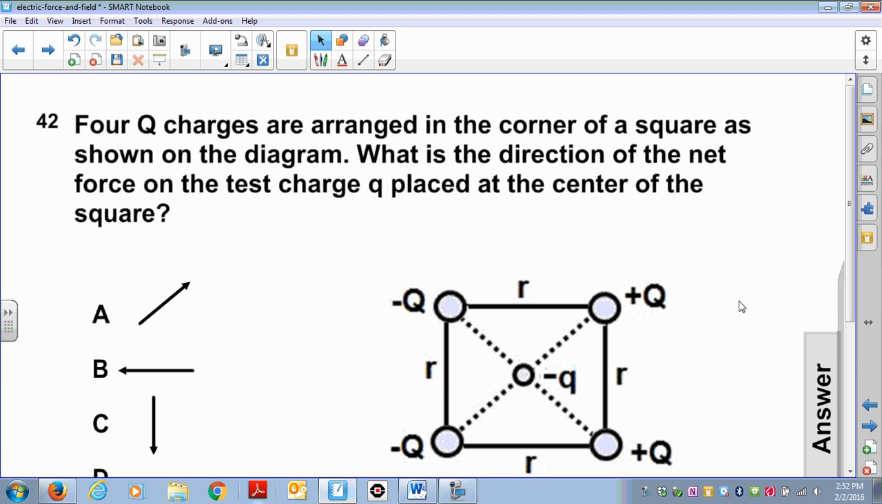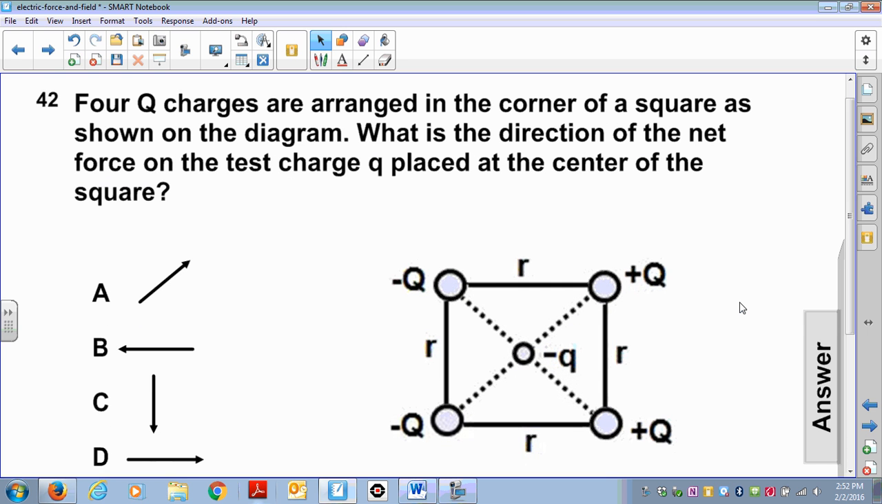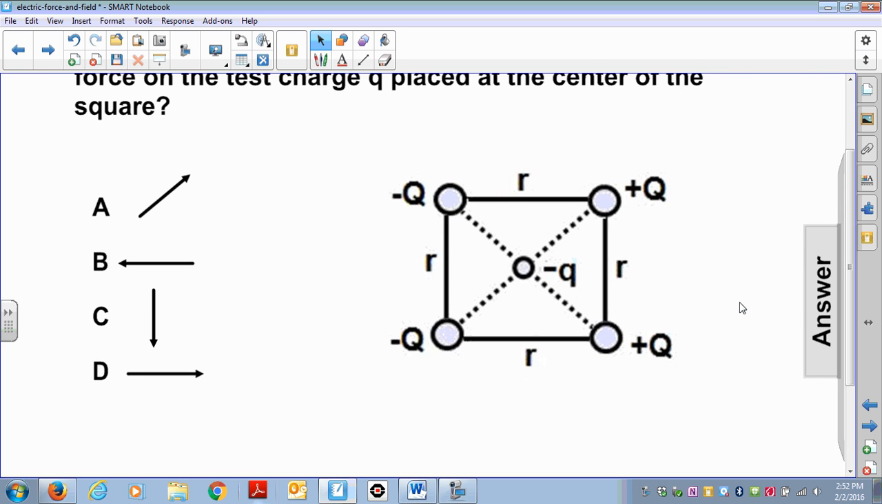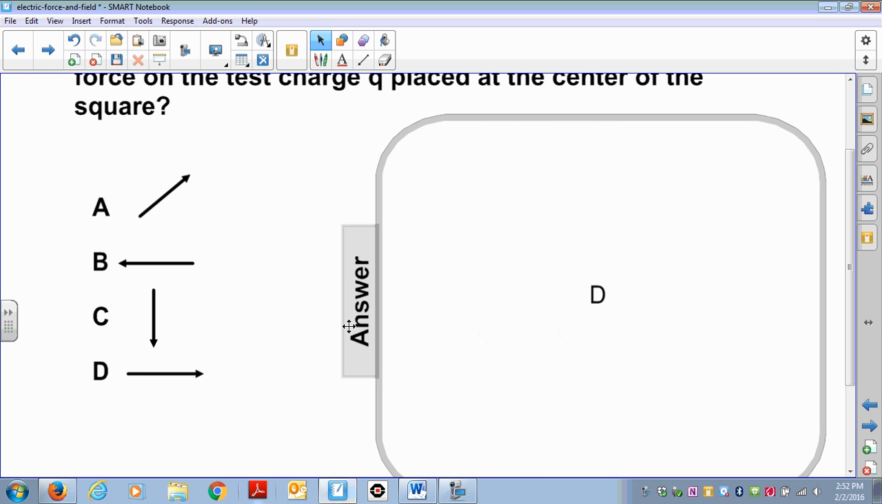4 Q charges are arranged in the corners of a square as shown in this diagram. What is the direction of the net force on the test charge Q placed at the center of the square? Go ahead and pause the video now. Okay, since it's a negative charge, this Q will push it away. This one will push it away, so the net force will be to the right. These two will be pulling it this way and pulling it this way, so you'll also have a net force to the right. So the correct answer should be D.